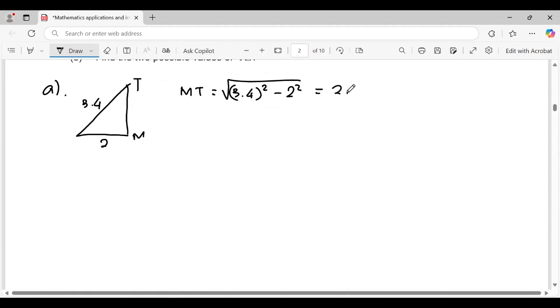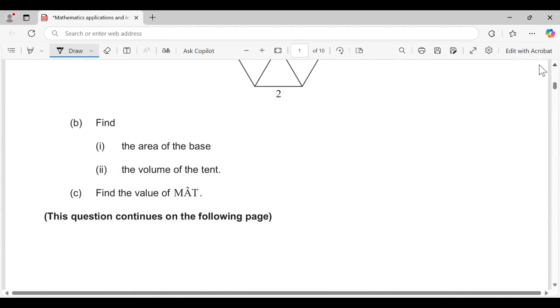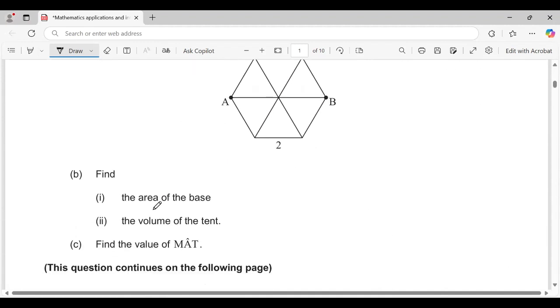And if you calculate, the result is 2.7495, round off becomes 2.75. The unit is in meters. That is A. Next, B. The hexagonal base can be divided into 6 equilateral triangles. Find the area of the base, the volume of the tent.